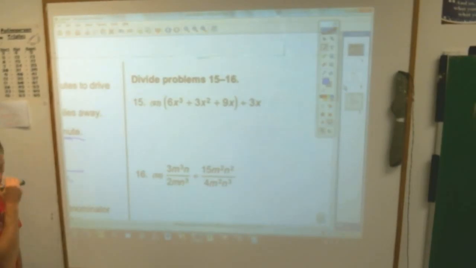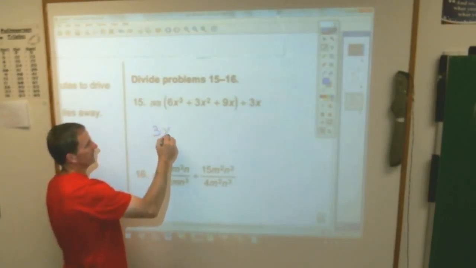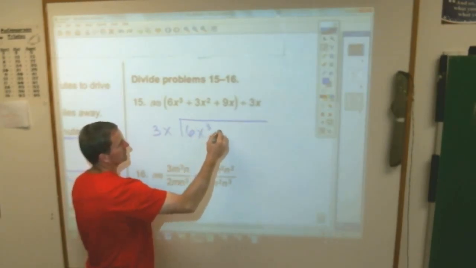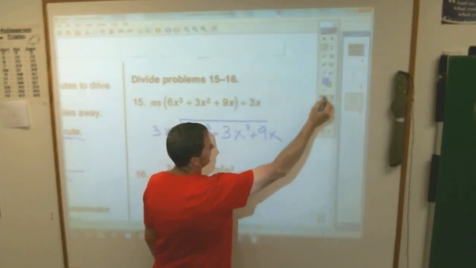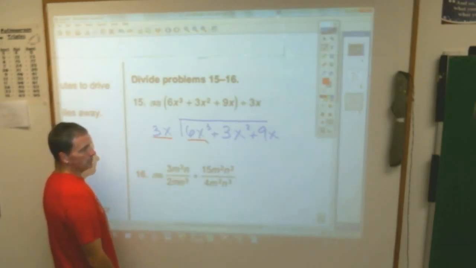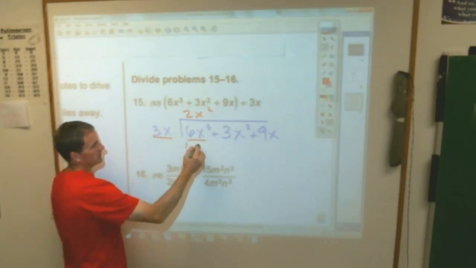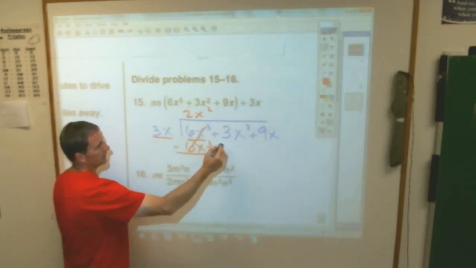Did somebody do this? There's a couple different ways you could do this. Which way did you do it, as a division problem? Okay, let's just do that. If you write it out as a division problem, it looks like this: 6x cubed plus 3x squared plus 9x. Just normal division. What times 3x gives you 6x cubed? 2x squared. You multiply that by that, you get 6x cubed. Change it to its opposite, subtract, it goes away, bring down.